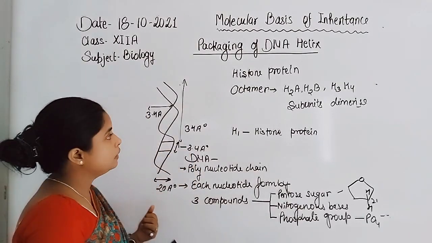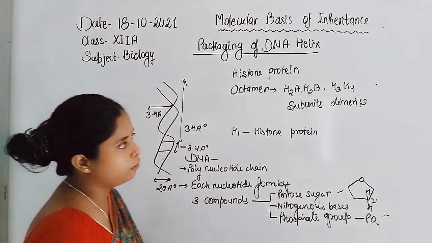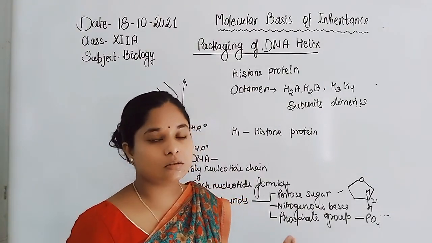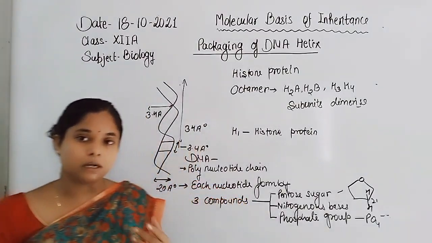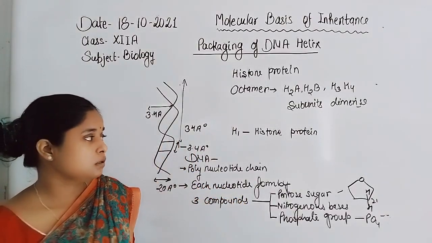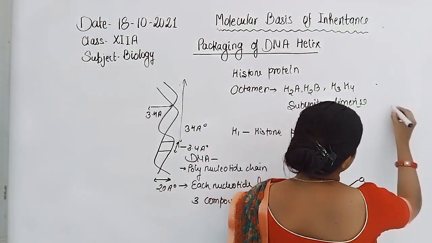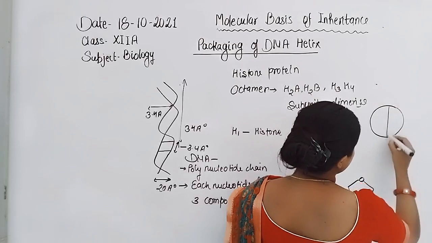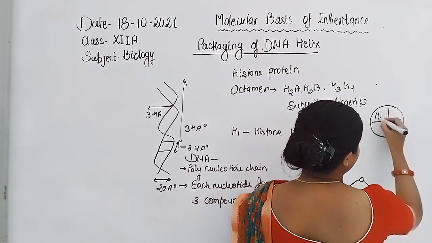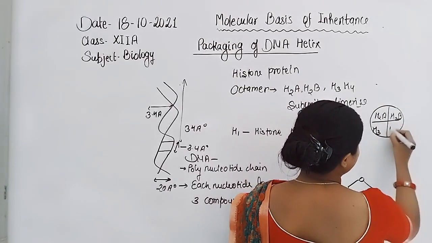charged, whereas the octamer histone proteins are formed by amino acids. So which kind of amino acids are generally present in such histone proteins? Mostly they consist of lysine and arginine. So this is the structure of histone protein: H2A, H2B, H3 and H4.